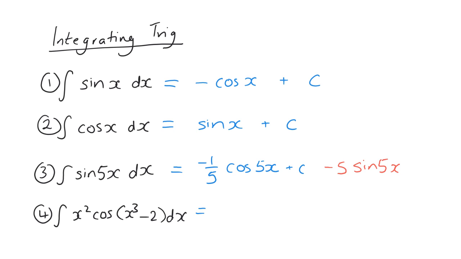X squared cos of x cubed minus 2. Well, you know it has to be something to do with sine of x cubed minus 2. So if we differentiate this sine of x cubed minus 2, we would get cos of x cubed minus 2 times the differential of the bracket, which would give us 3x squared. We don't want 3x squared, we just want x squared. So times that by a third, and then remember your plus c.